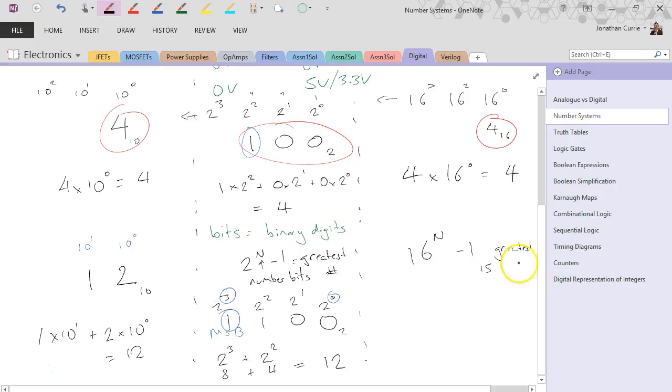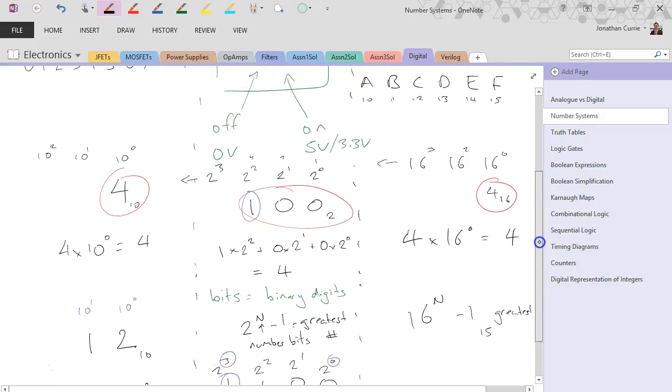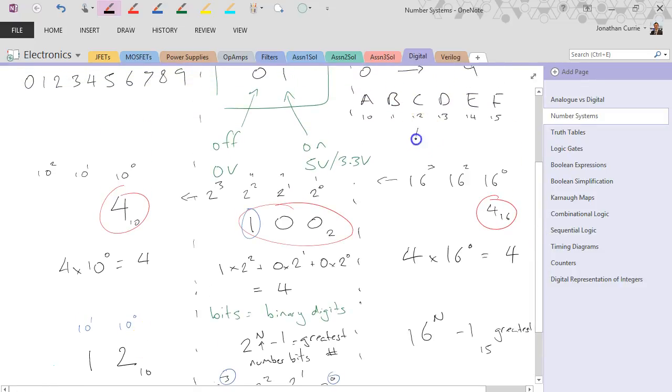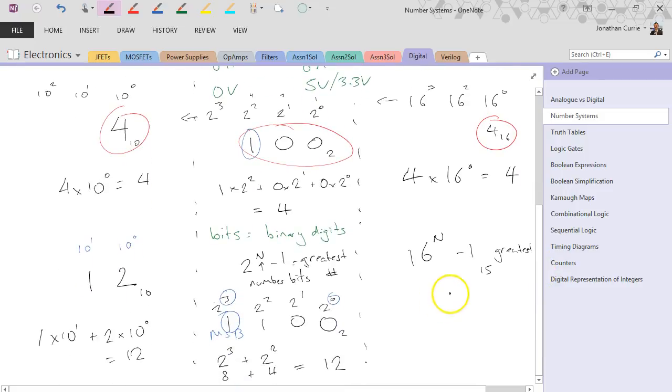So in this case, we'd go up here to my little table, and 12 is equal to C in hexadecimal. Let's bring that across there. We'll see that decimal 12 is equal to 1100 in binary, which is equal to C in hexadecimal.